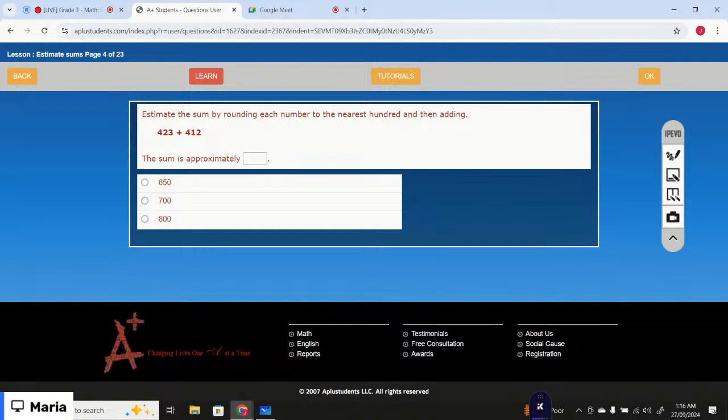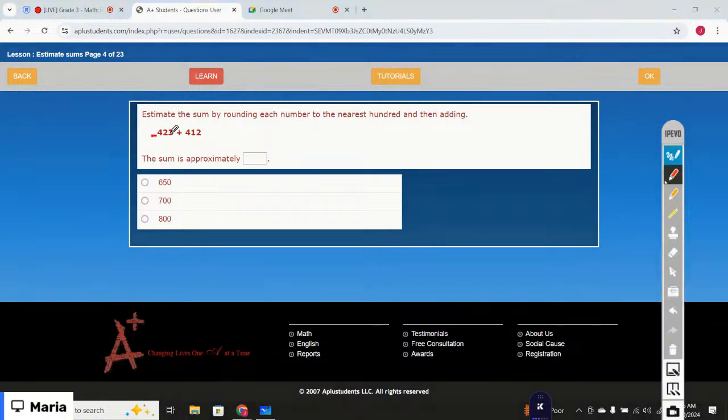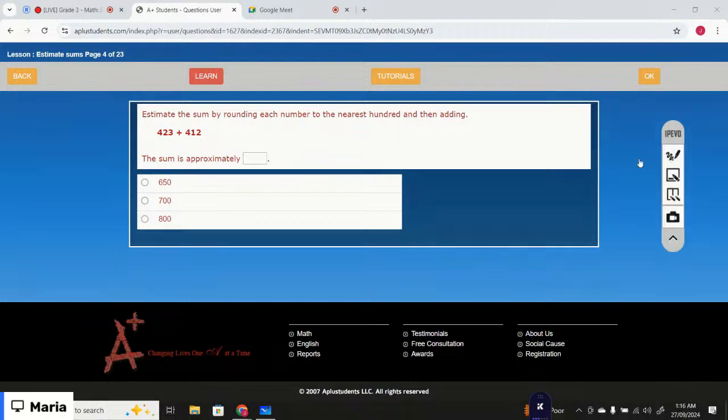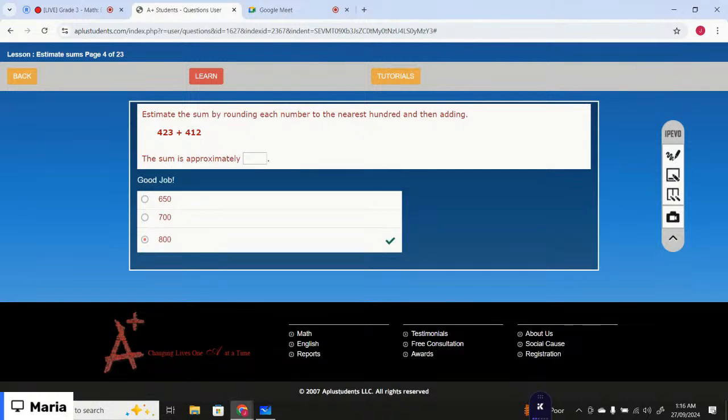Estimate the sum by rounding each number to the nearest 100 and then adding. 423 plus 412, which is the correct option? 423 is estimated to 400 and 412 is estimated to 400. So when you add together, they make 800. Option number 3 is the correct option.